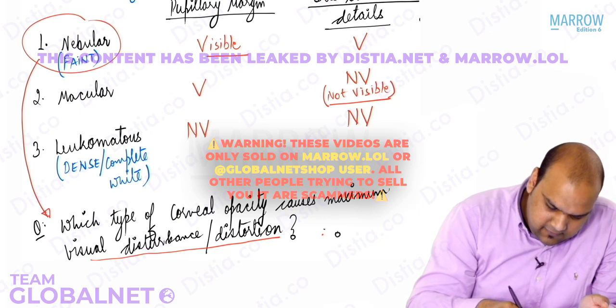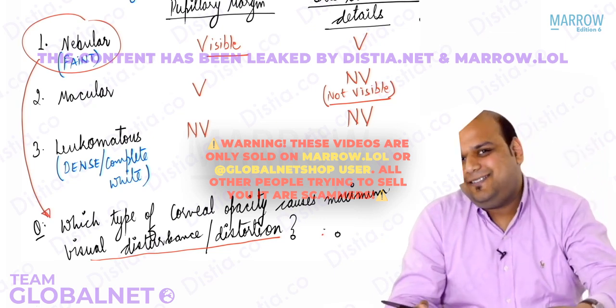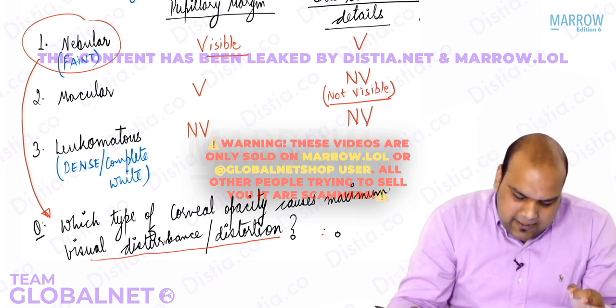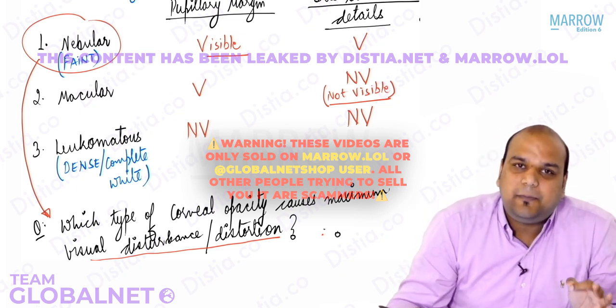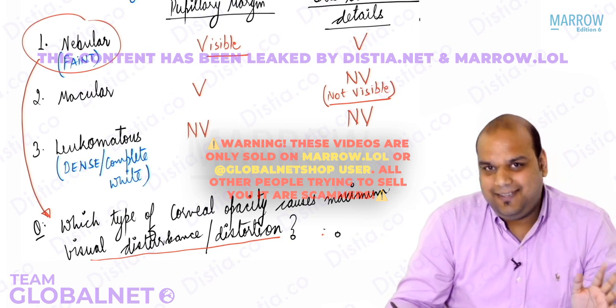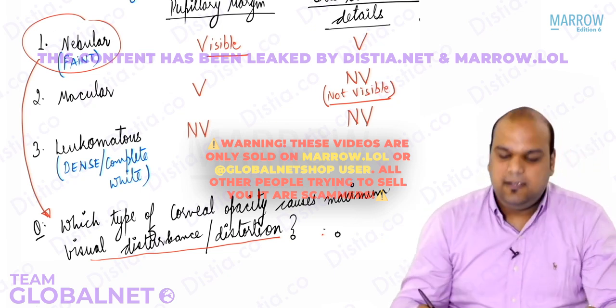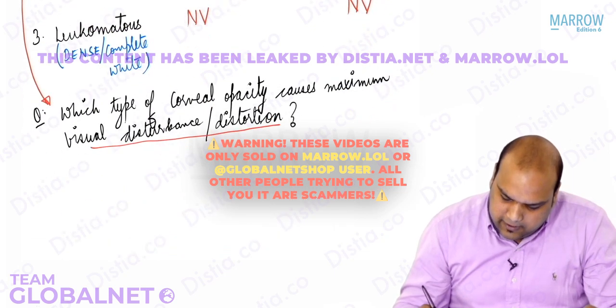Against our expectations, nebula, even though it is the faintest opacity, is the opacity which causes maximum visual disturbance or distortion of vision. Yes, guys? Now you must be asking, why, sir? Why this? So let me explain it in a very simple form here, everybody.